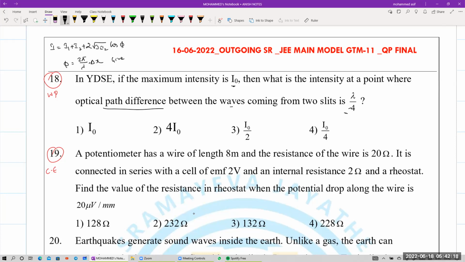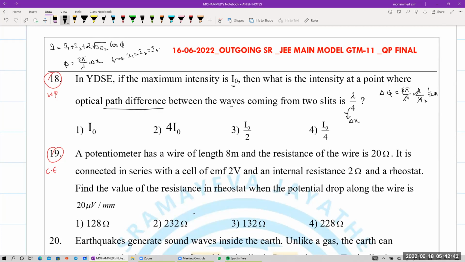Delta x is given; this value is the path difference. So delta phi is equal to 2 pi by lambda into delta x, which is lambda by 4. Lambda cancels, and 2 by 4 gives 1 by 2. So the phase difference delta phi is pi by 2, and the intensities I1 and I2 are both equal to I naught.